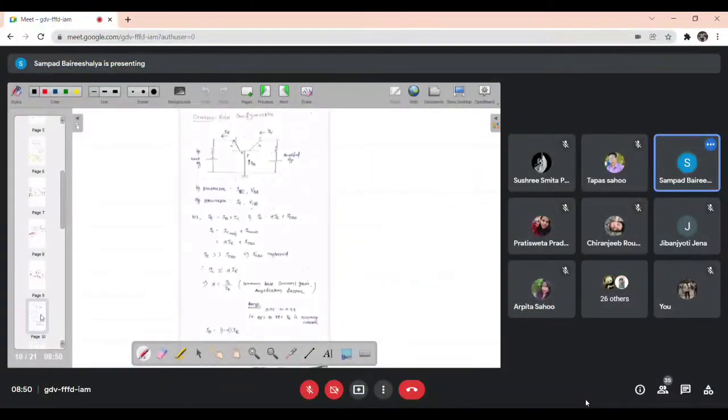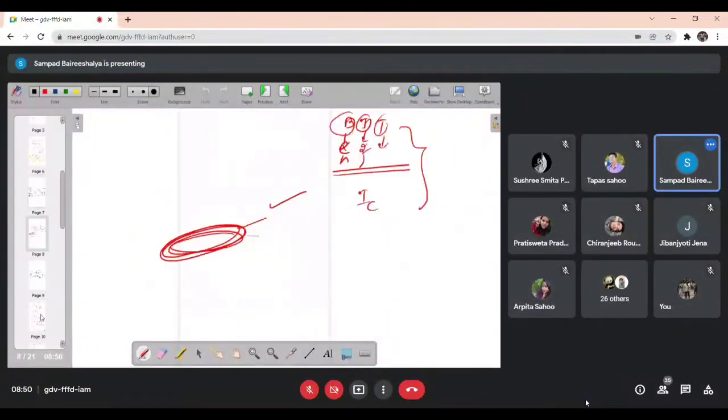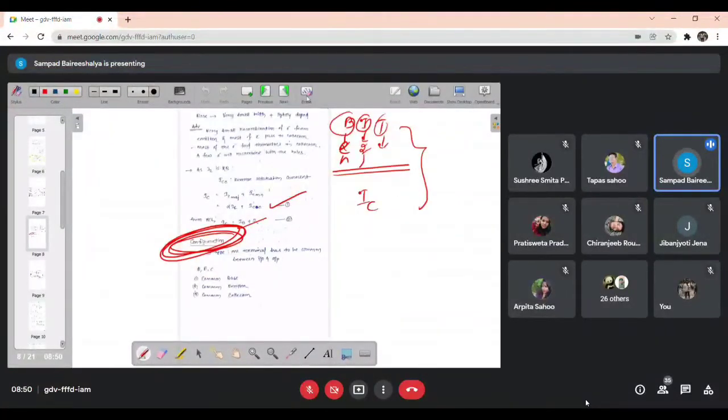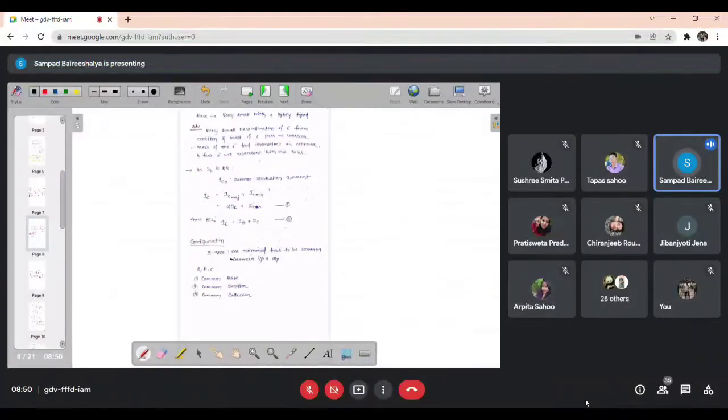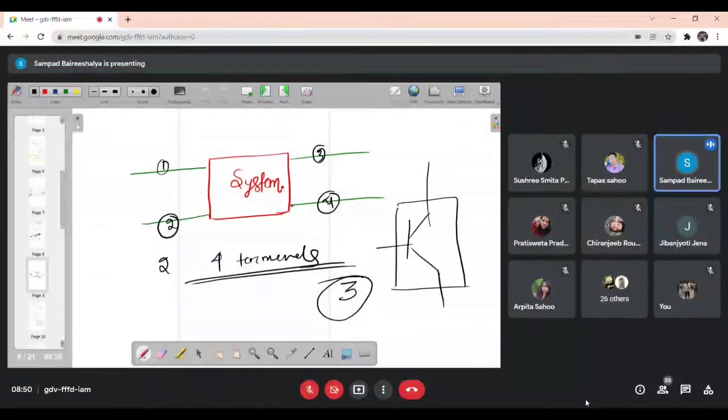Is it clear? Yes, sir. So why do we have 3 configurations? Because you have to make one terminal common. If you make the base common, it is common base; the emitter common, common emitter; the collector common, common collector. Is that clear? Yes, sir. So one by one we will come across each configuration.